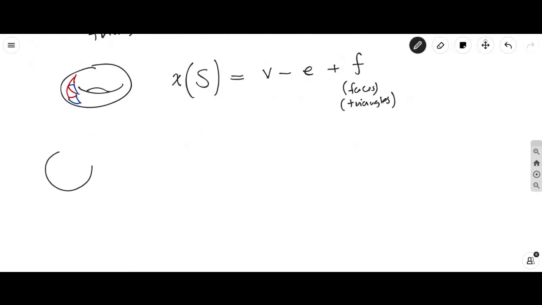So for example, the sphere, it's homeomorphic to the cube.